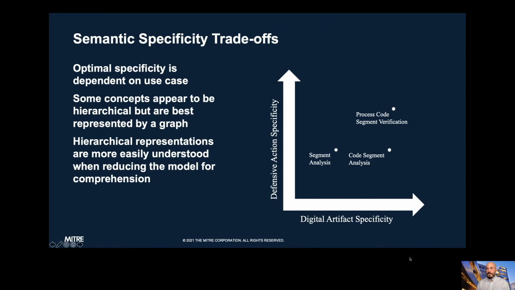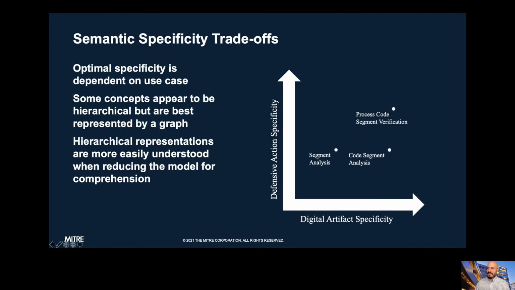So I wanted to talk a little bit about how we name these things. Basically, the methodology I talked about earlier is pretty straightforward, but it embarrassingly took us a long time to figure this out. We simply describe it along two dimensions of specificity, the noun and the verb. So we say the digital artifact, the noun, or defensive action, the verb.